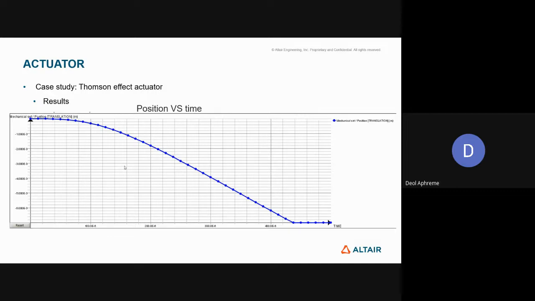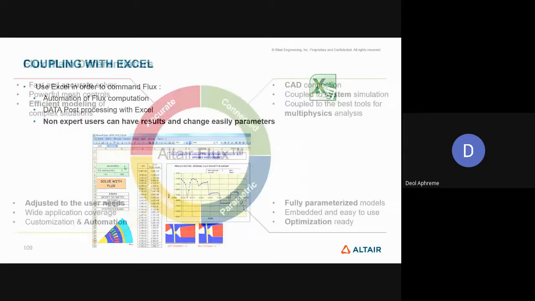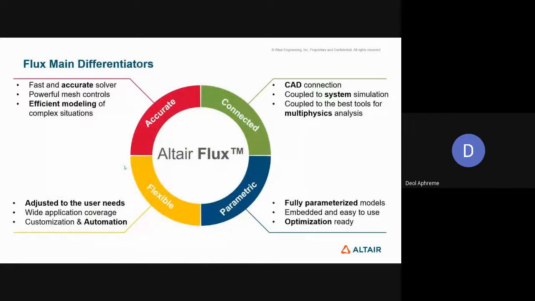The position has a minimum and a maximum. From the maximum position to the minimum position, it took around 440 microseconds. These are the joule losses in the entire domain of the Thomson actuator. And that's regarding the actuators and sensors as well.